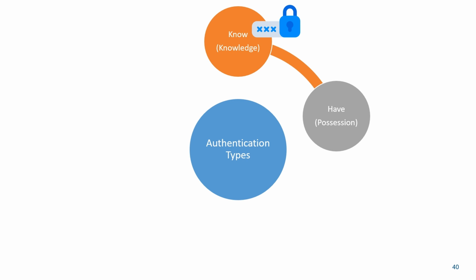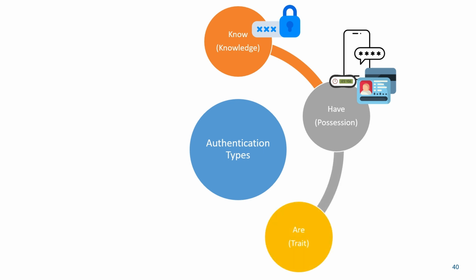So when you're thinking about something you have in your possession, it's going to be like your phone, a card, or an access token. And each of these are used to give us additional ways to get access, whether it's physical access to a building using a key card or an authenticator code that we receive.